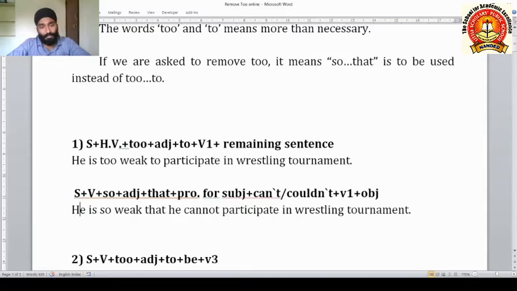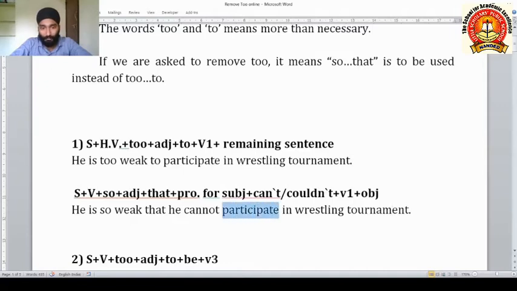Here he is the subject, and "is" as the verb we have taken as it is. So instead of "too" we have taken so, weak, and instead of TO2 we have taken that. Then we have taken again the pronoun which is related to the subject: he is so weak that he, then cannot. This is compulsory; you have to use cannot or could not depending upon the tense of the sentence. This given sentence is in present tense, so this is why we are using cannot. If "he was too weak" such a sentence was there, we would have used "he could not participate in wrestling tournament".